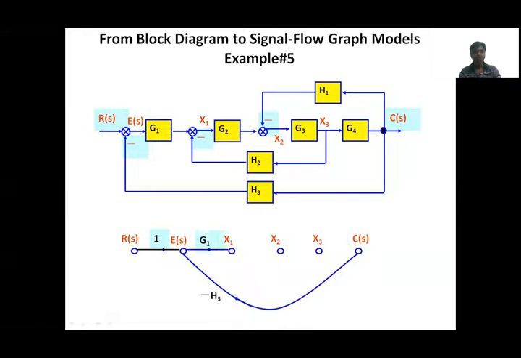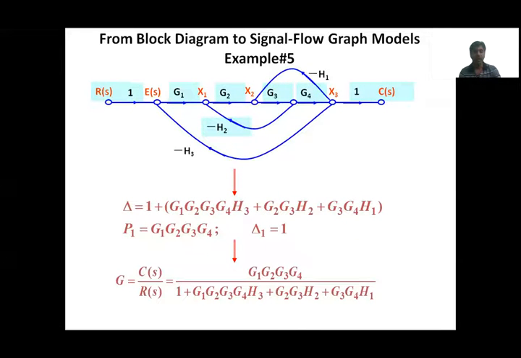Now from E of S to this summing point, to X1 node, we have G1 gain, and X3 to X1 we have H2 with sign minus. Next X1 to X2 we have a G2 gain. From C of S to X2 we have a connection like minus H1. Then for X3 we have G3 connection and G4 connection to C of S. This is the conversion from block diagram to signal flow graph. Then easily you can find the transfer function.